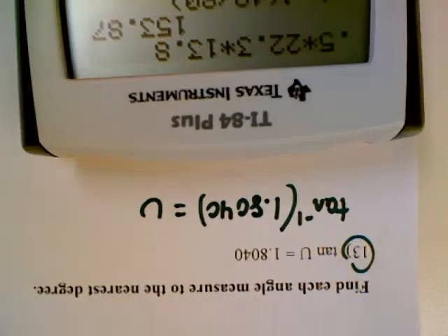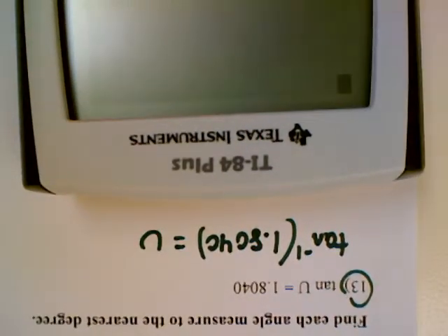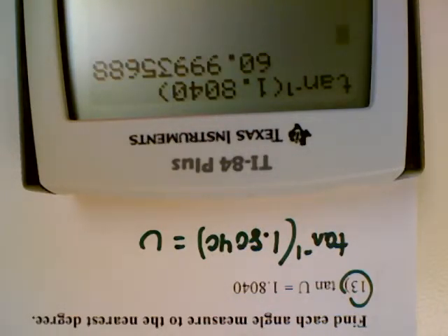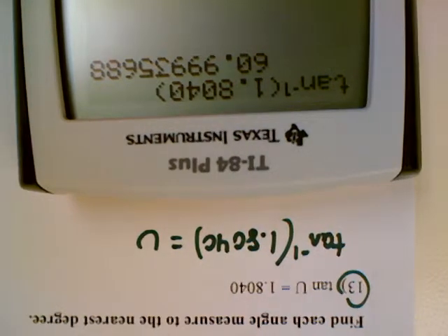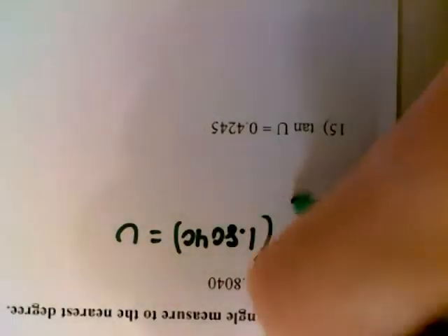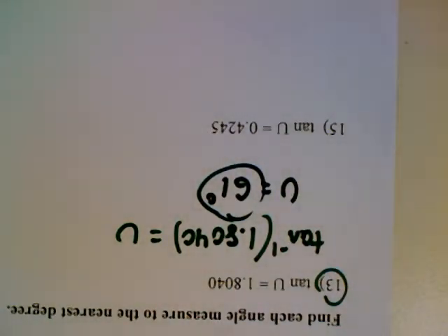If I do that and I want to find out what that is, I can use the inverse tan of 1.8040, and I should get about 61 degrees. So that means U is equal to about 61 degrees. So that's the basics of how you use inverse trig. If you're working on some word problems or something like that, I'll show you those after.